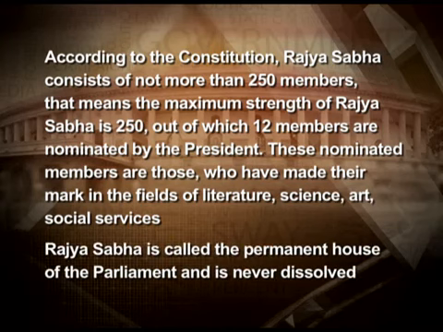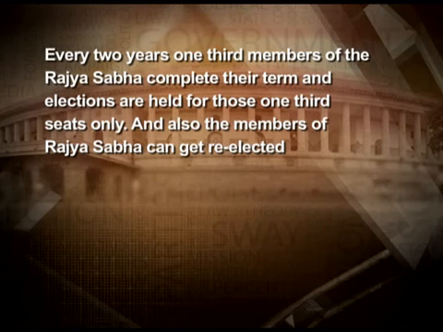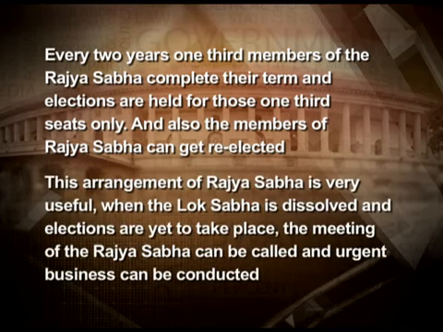Rajya Sabha is called the permanent house of the Parliament and is never dissolved. Let's understand this. Members of the Rajya Sabha are elected for a term of 6 years. All members of the Rajya Sabha do not complete their term at the same time. Every 2 years, 1/3 members of the Rajya Sabha complete their term and elections are held for those 1/3 seats only. Also, the members of Rajya Sabha can get re-elected. This arrangement is very useful when the Lok Sabha is dissolved and elections are yet to take place. The meeting of the Rajya Sabha can be called and urgent business can be conducted.